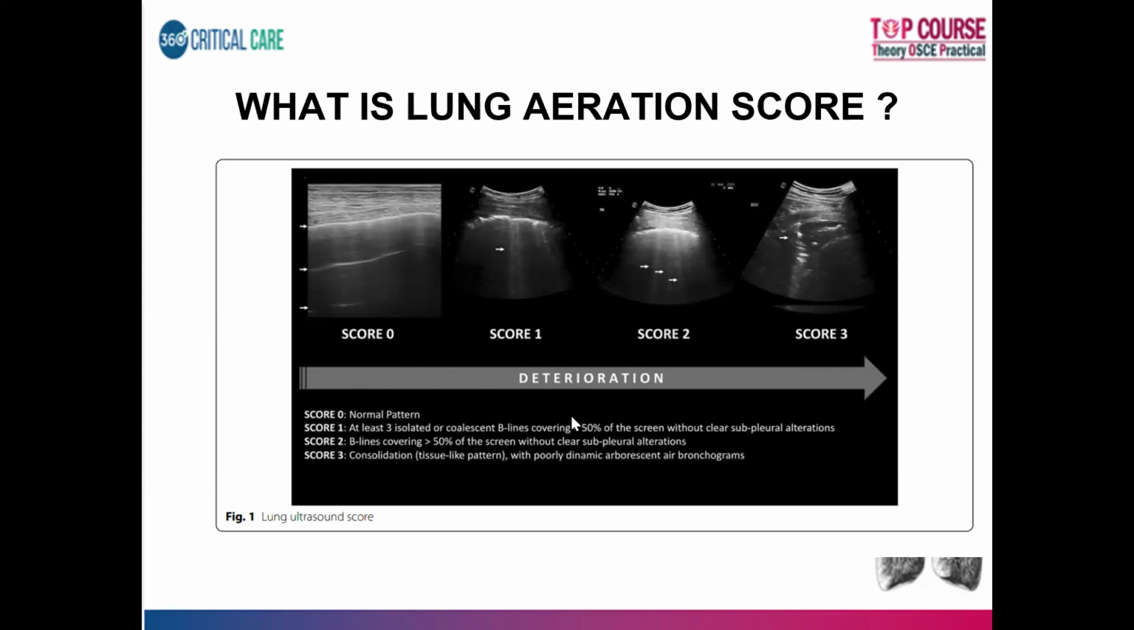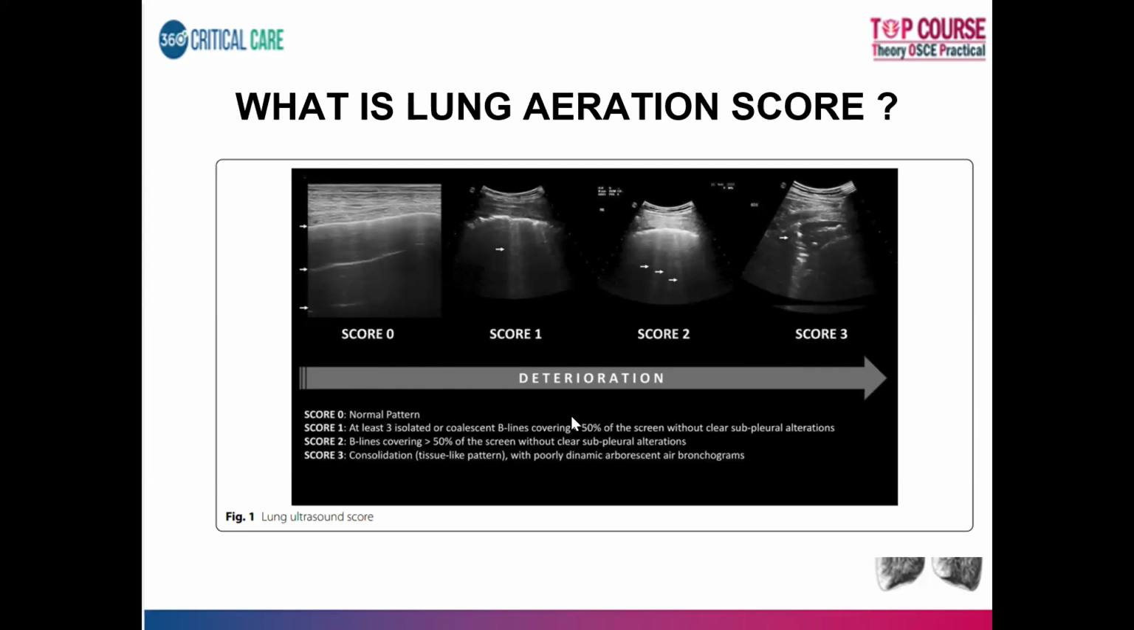If there is a lot of consolidation along with B lines which is present, and air bronchogram is also visible, that usually refers to a score of 3. Okay, so consolidation, there is no ambiguity, score of 3. Normal A-line scan will give you a score of 0.